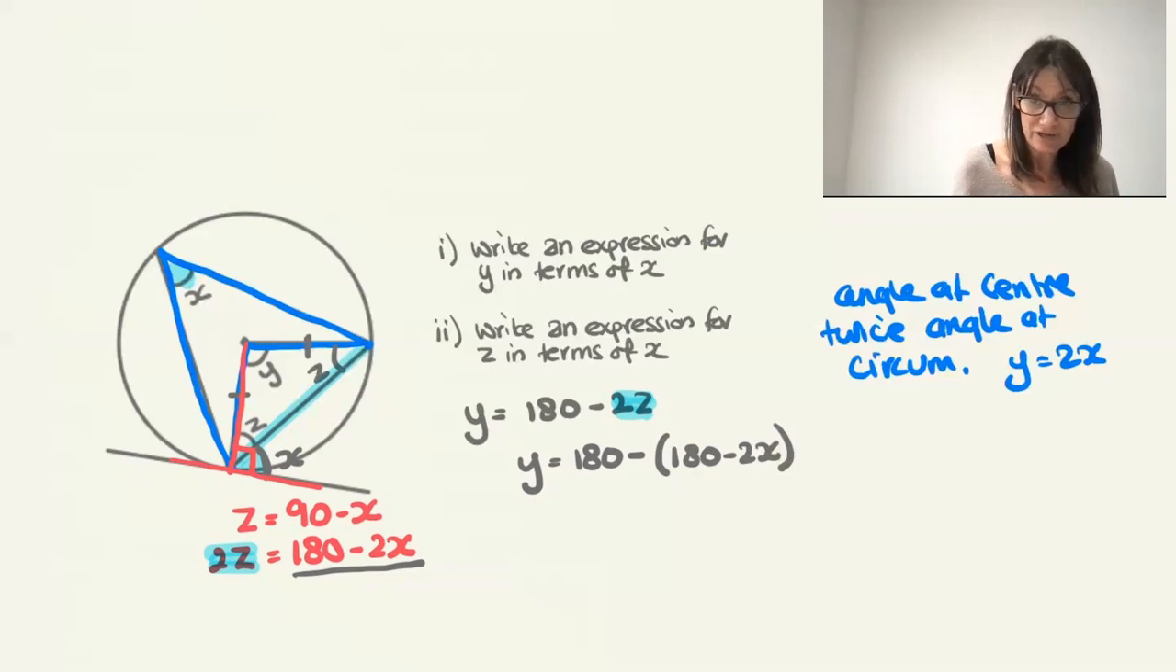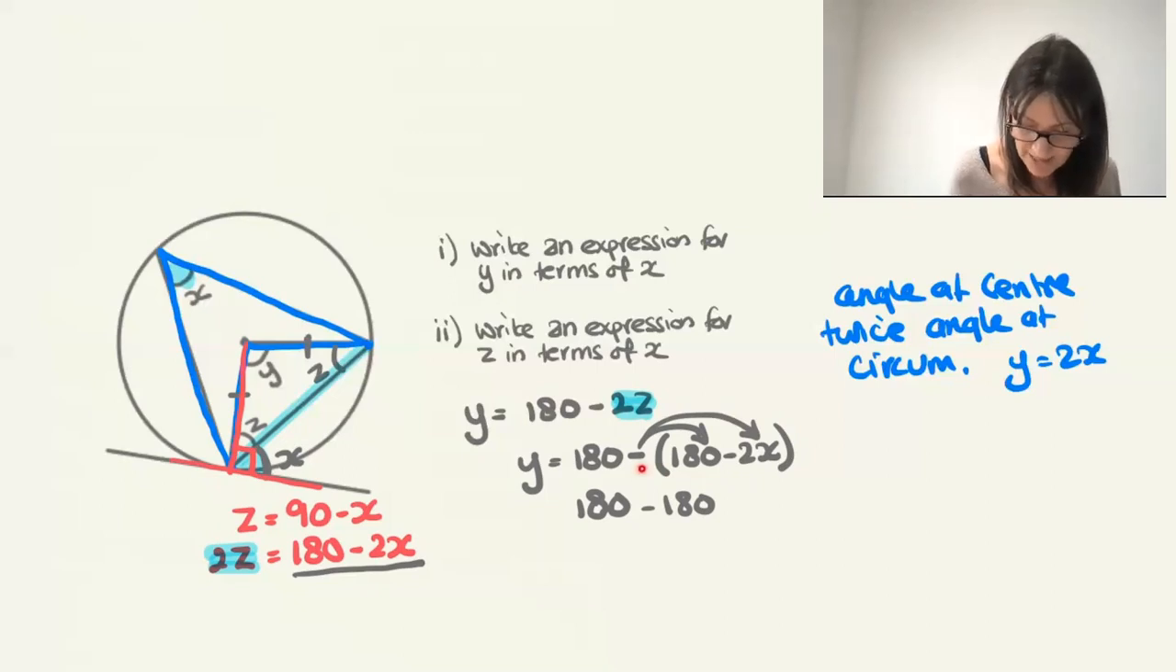Now I'm going to do what I can see, okay? There's lots happening in this. I have a minus squashed up to the bracket. So that means I've got to multiply the bracket out by a -1. So there's an invisible 1 here, okay? That's going to give me 180 minus times 180, minus 180, minus times minus 2x. I've got two negatives making a positive 2x. 180 take away 180 means it's gone, leaving me y equals 2x.